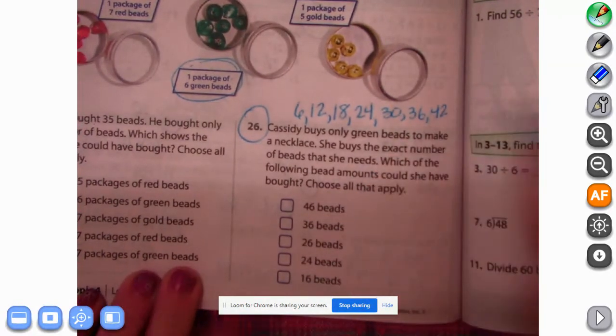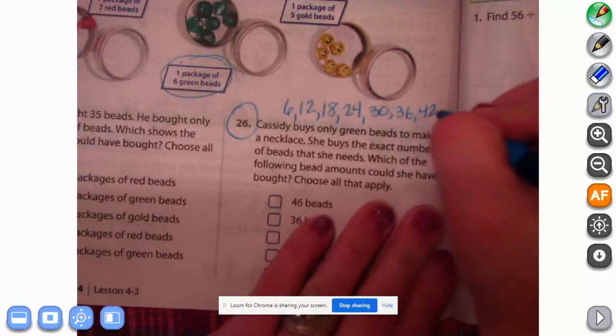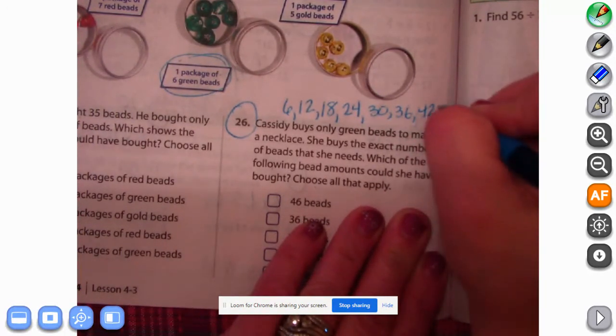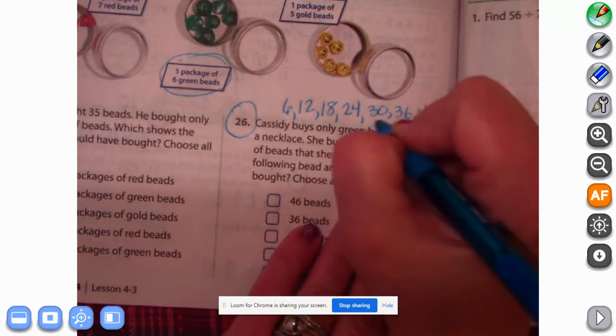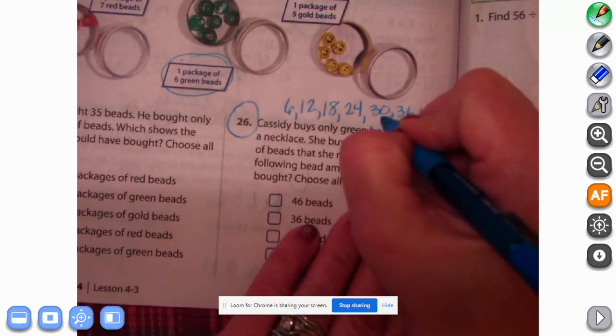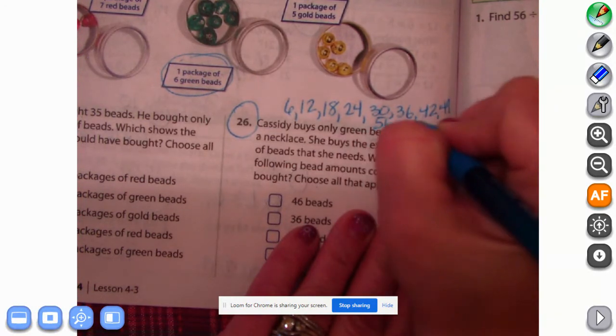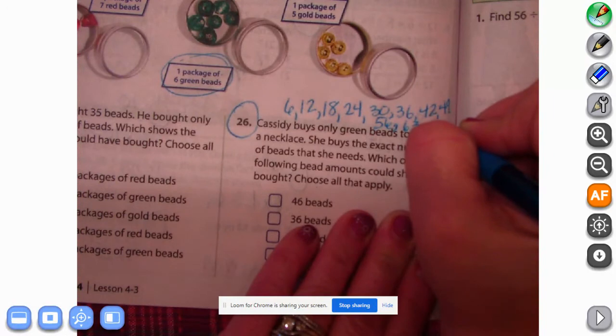All right, 42. So 7 times 8 is 56. Oh, I skipped 7 times 7. 7 times 7 is 49. 7 times 8 is 56. 7 times 9 is 63. 7 times 10 is 70.